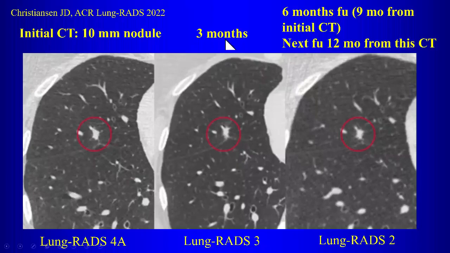So the patient comes back 6 months after this scan, for this scan, and it's still unchanged. It now gets downgraded to a Lung-RADS 2. Okay? So their next follow-up will be 12 months from this scan because it's a Lung-RADS 2. So that's the idea of stepped management, that the follow-up is based on the timing of the most recent scan that you're interpreting. Okay?